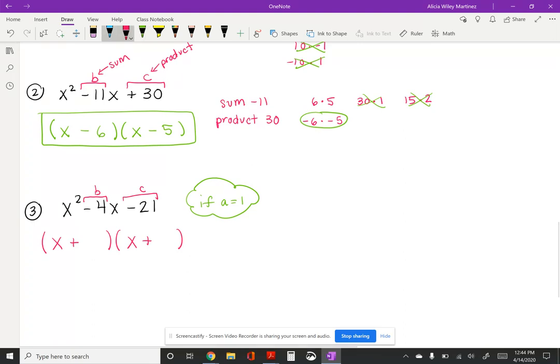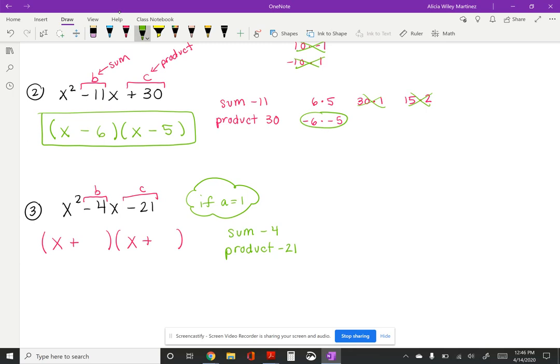Now, think to yourself. Remember, we want two numbers that when you multiply them, you get the value of c, but when you add them, you get negative 4. Think about the sum versus product, right? So I want two numbers whose sum is negative 4 and whose product is negative 21.